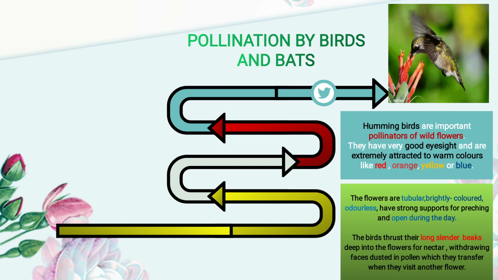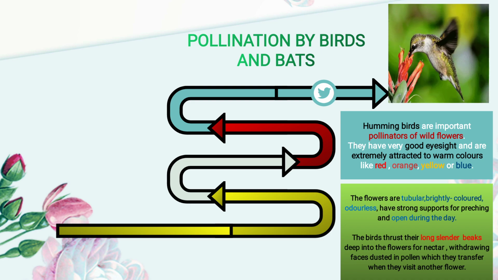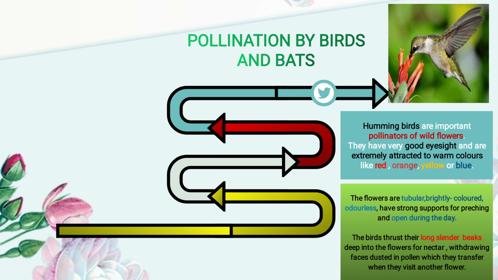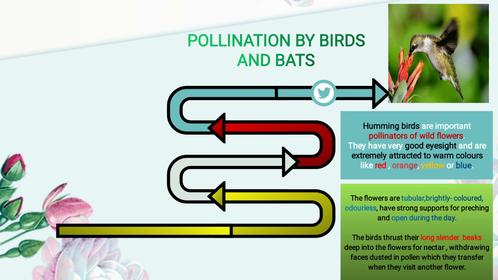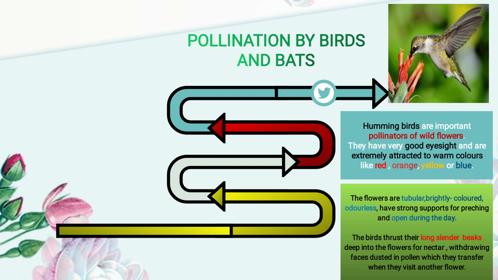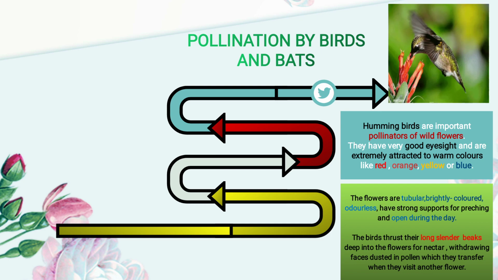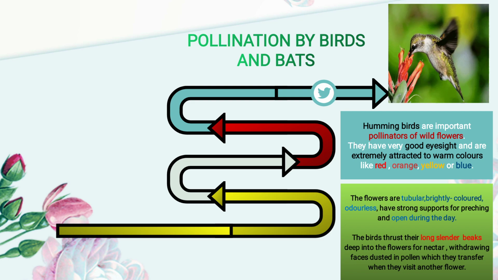Now you see the flowers are tubular. You see the flower structure is tube-like. Brightly colored, odorless. Smell is not present in that. That's why odorless, scent is not there. They have strong support for perching and open during the day, meaning the flowers bloom during the day.